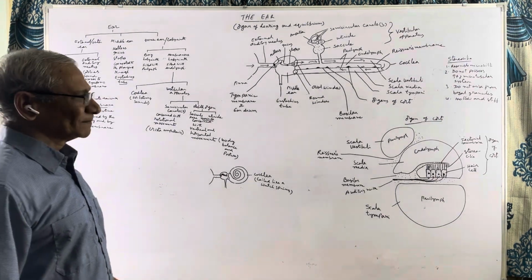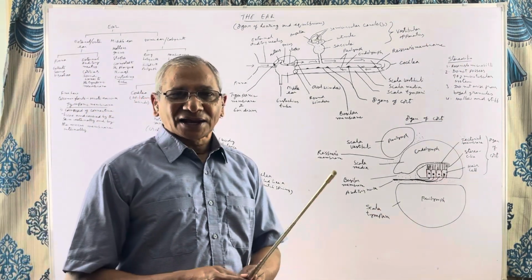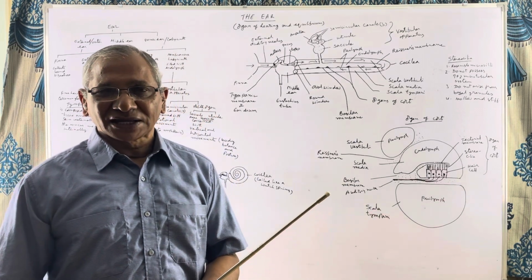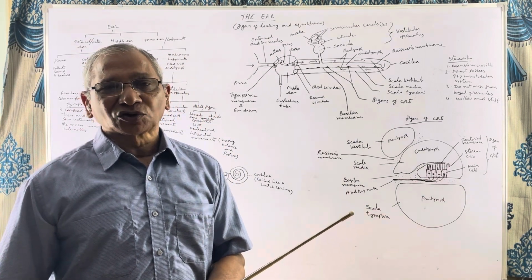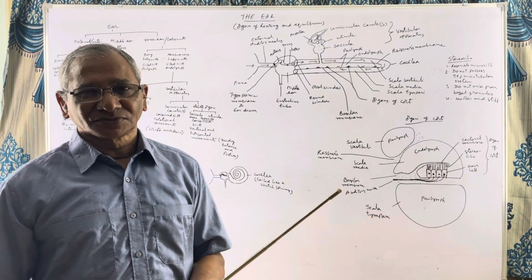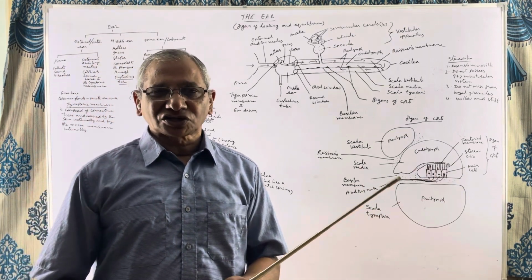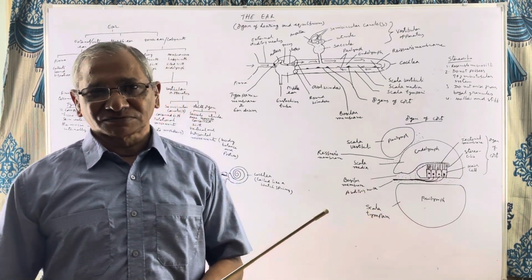So in this way, the ear carries out two functions: hearing and equilibrium or balancing. So that is about the structure and functioning of the ear in human beings.